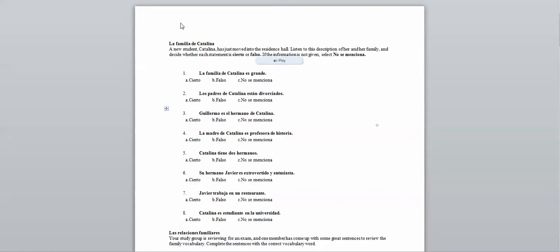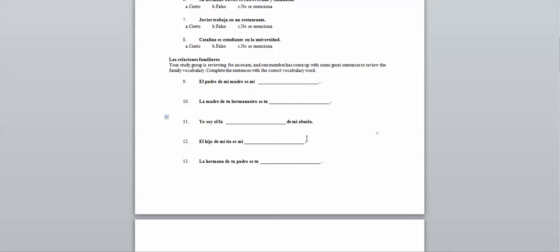The first section is a listening section. It says La Familia de Catalina, a new student. Catalina has just moved into the residence hall. Listen to this description of her and her family and decide whether each statement is cierto or falso. If the information is not given, select no se menciona. So I will play this little paragraph or two about Catalina and her family a few times through, and then what you'll have to do is decide whether the statements are true or false.